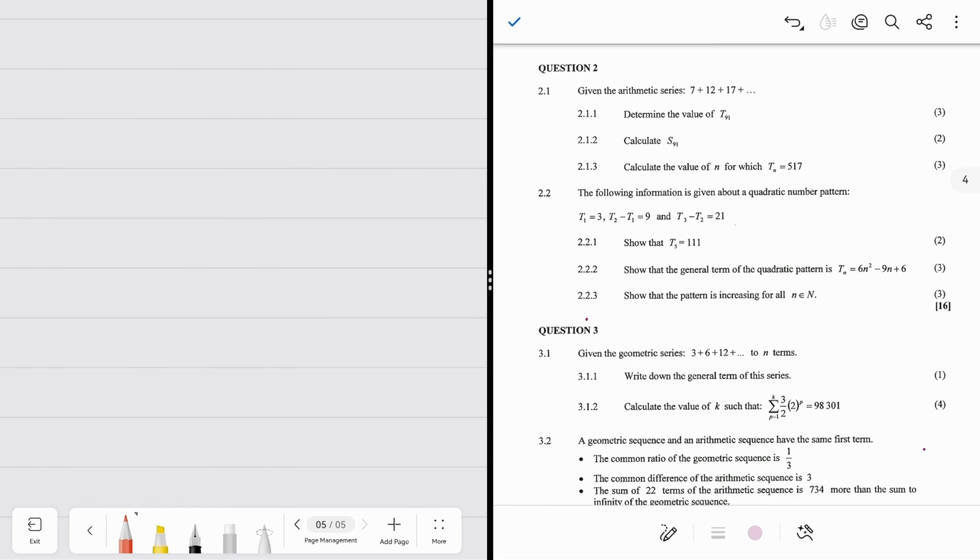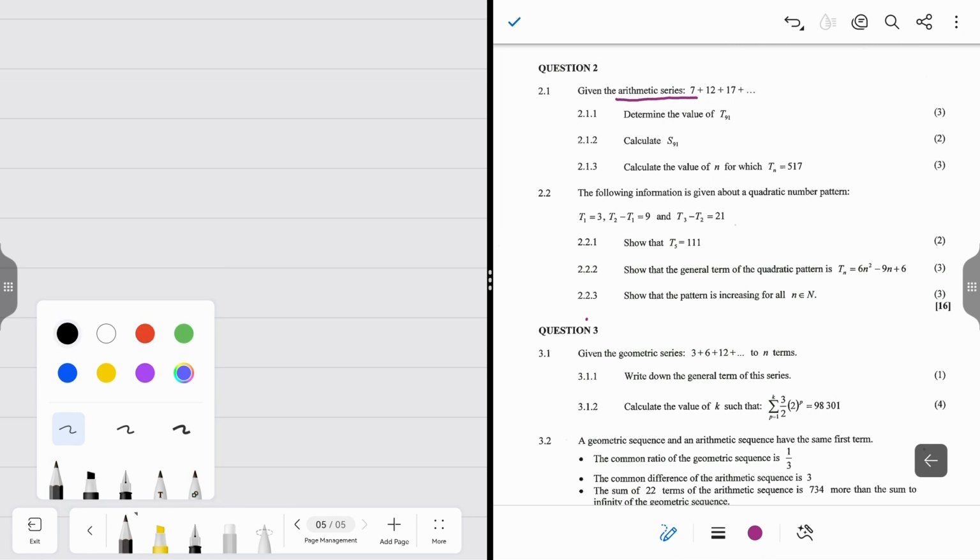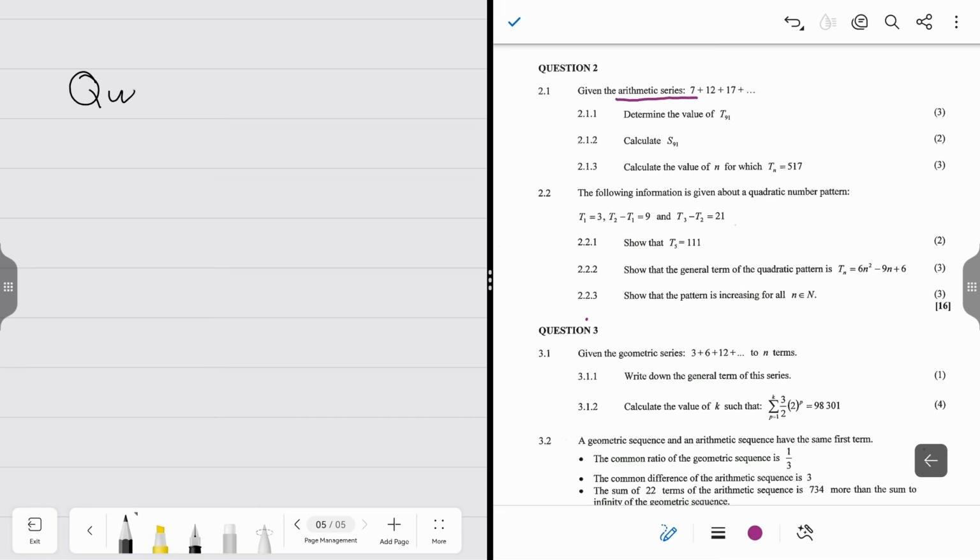So remember the tips that we spoke about, that every time you see a question paper, you must be able to look into what is given to you and be able to answer the question. Here, for example, we are given an arithmetic series, and when they talk about an arithmetic series, the first thing that comes to mind should be how to answer it. So let's do that. That is our question 2.